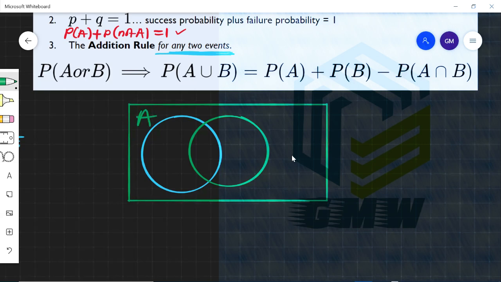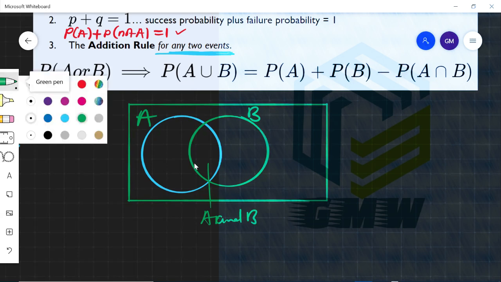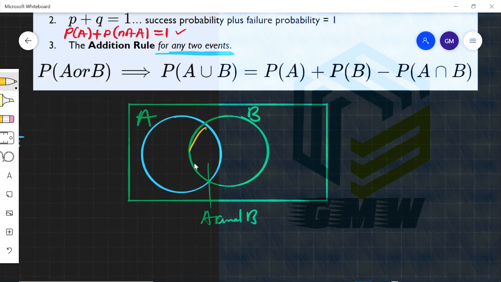If this is A and this is B, this portion here is A and B, okay? So probability of A or B is equal to probability of A, but when you say A, it means you are following this circle. Do you see it's blue, right? Plus probability of B, again, when you follow B, it is this green one. Do you see that there's a section that is appearing in both?